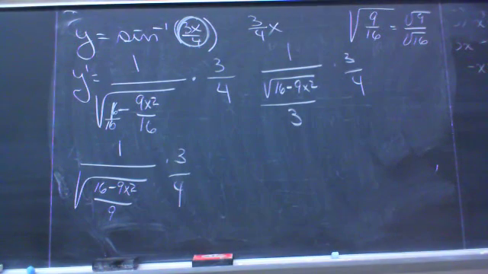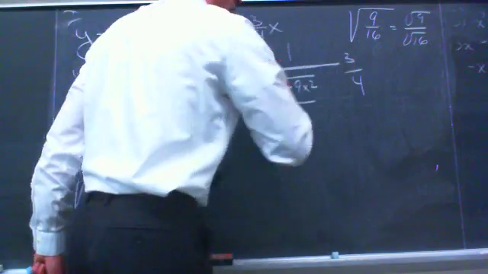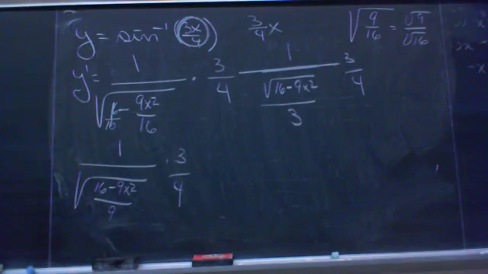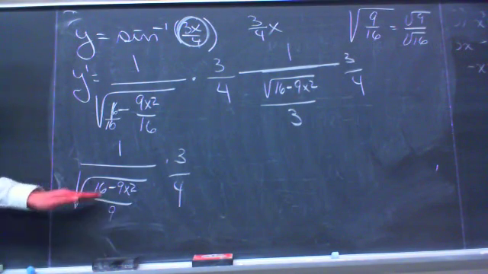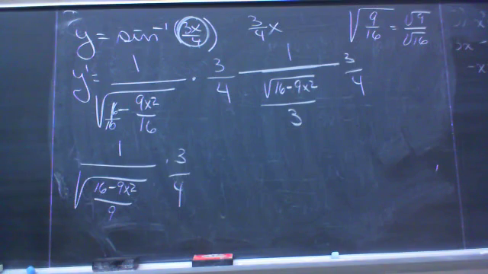Now I'm going to invert because this is a complex fraction, it's 1 over that. Do you see that? And are you seeing again where I got the 3 from? I took this square root and broke it up.